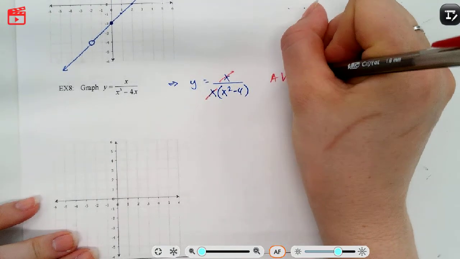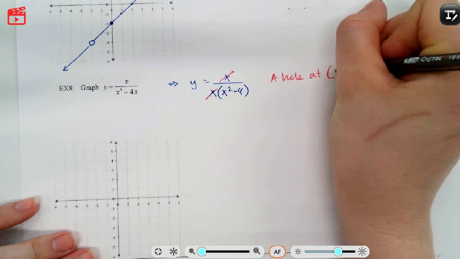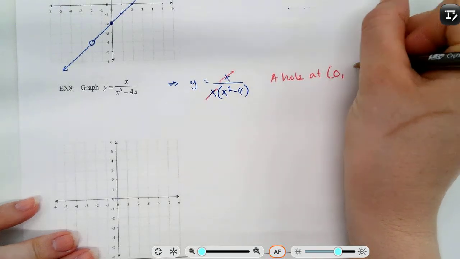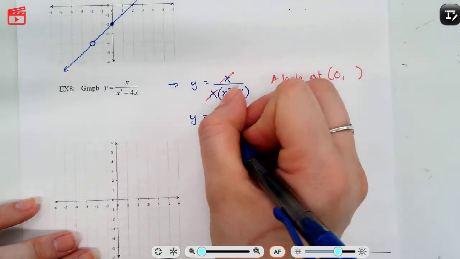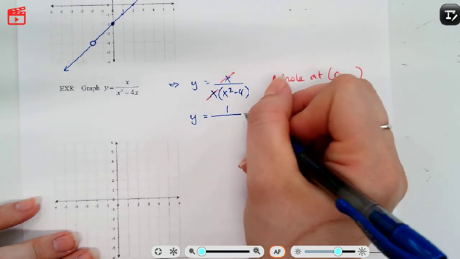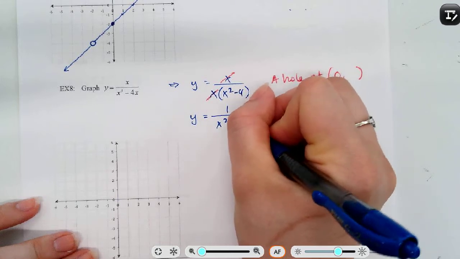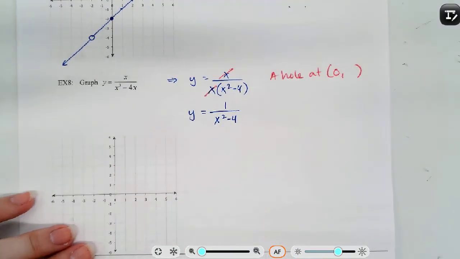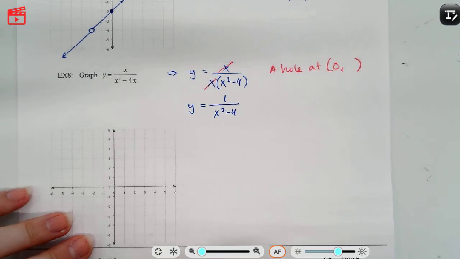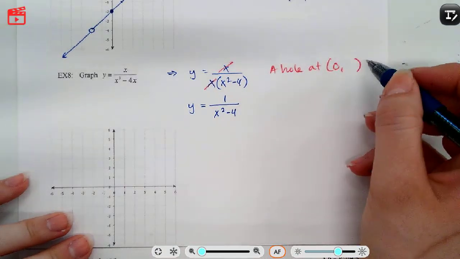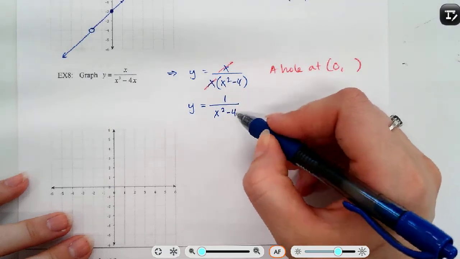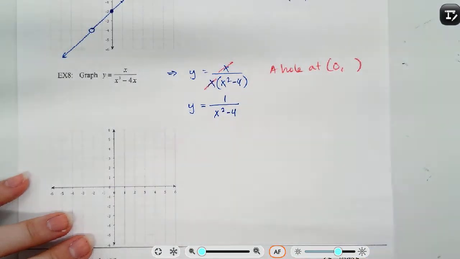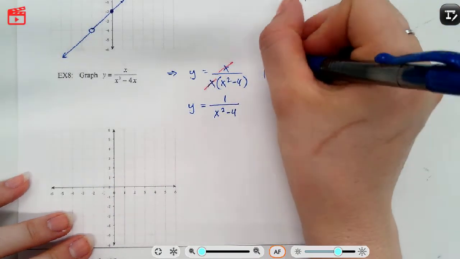We have a hole at 0. Interestingly, we are still going to have a vertical asymptote because this other bottom factor did not cancel out. All right, so figure out what point this hole is at. Let's plug in 0. Plugging in 0, that goes away, and we'll be left with negative 1/4.